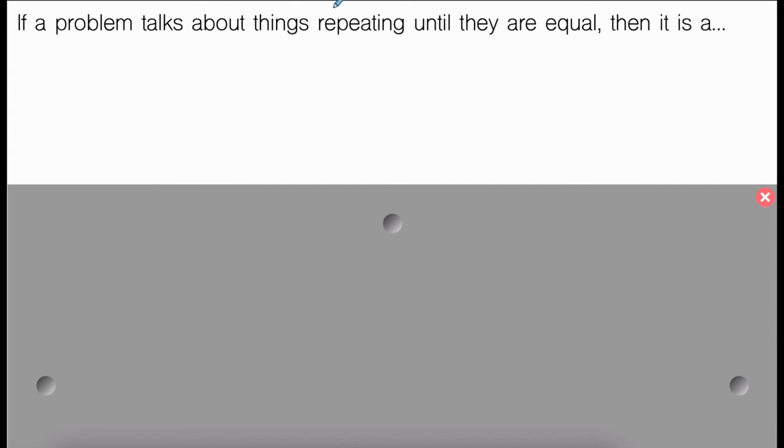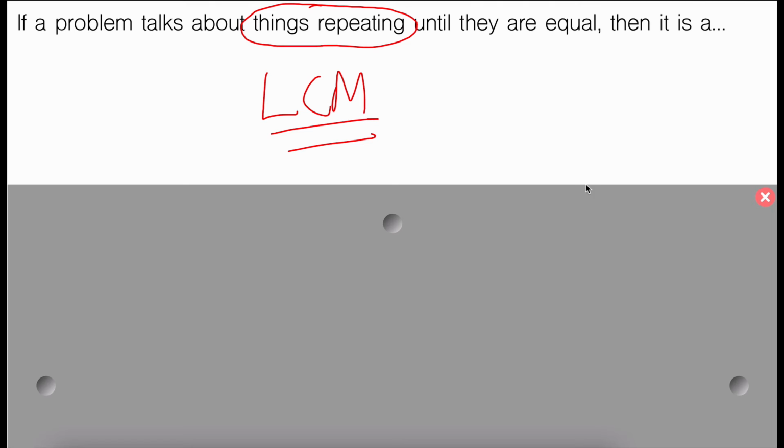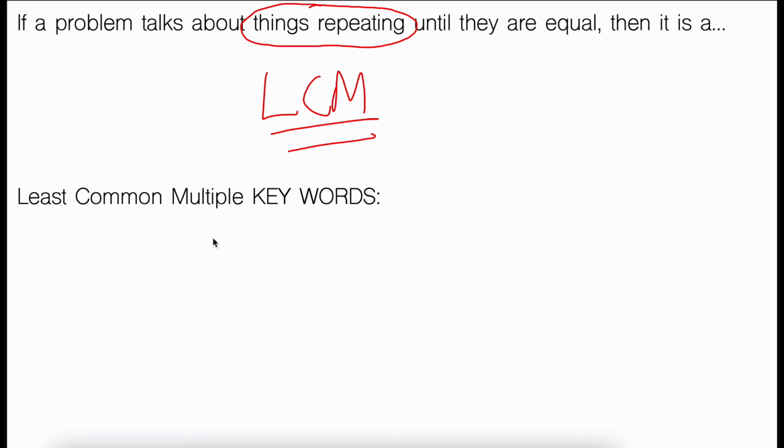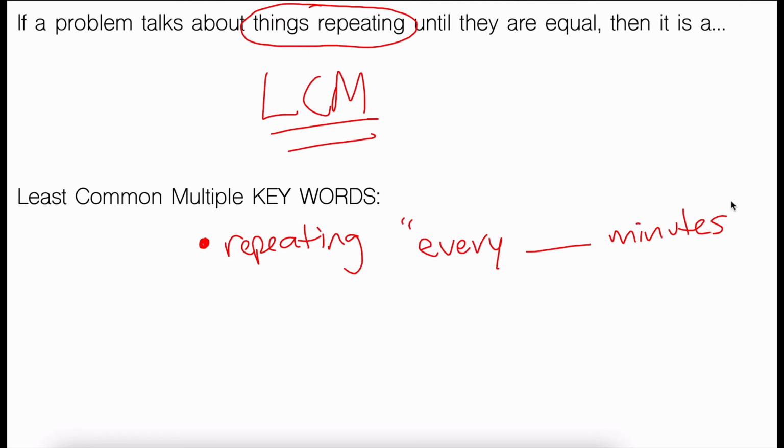Well, if the problem talks about things repeating, if you have repetition in a word problem, 9 times out of 10, you have yourself an LCM word problem, a least common multiple word problem. If you'd like it spelled out better than that, here are some keywords that you should look for in an LCM word problem. Number one, we just said it, things repeating over and over again. The wording that you'll see in a problem usually will be something along the lines of every so many minutes, or every couple days, or every 6 hours. If you've got something that sounds like that, that's what I mean by repetition, and we'll look at an example shortly.